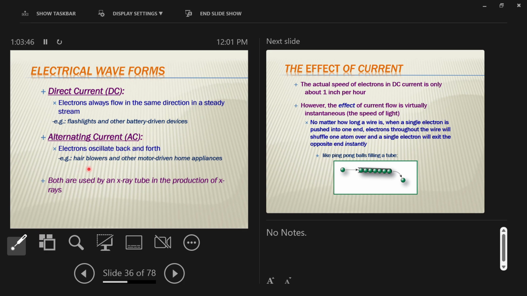Every AC motor, every motor-driven device uses alternating current, okay? We use both in the X-ray machine, in different spots. So when we talk about the X-ray tube, we'll get to that. But let's talk about a couple more things.